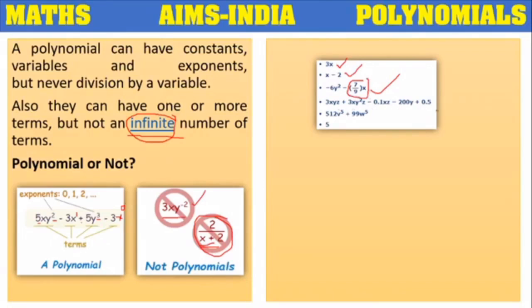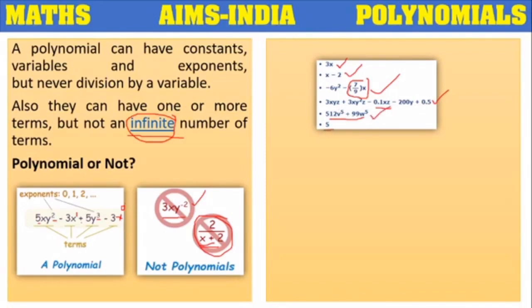Next, 1, 2, 3, 4, 5. Five terms are there. In one term, a decimal point is there. No need to worry. It is also a kind of polynomial. Next, two terms are there. Here the exponent is 5. Here also the exponent is 5. It is also a polynomial.